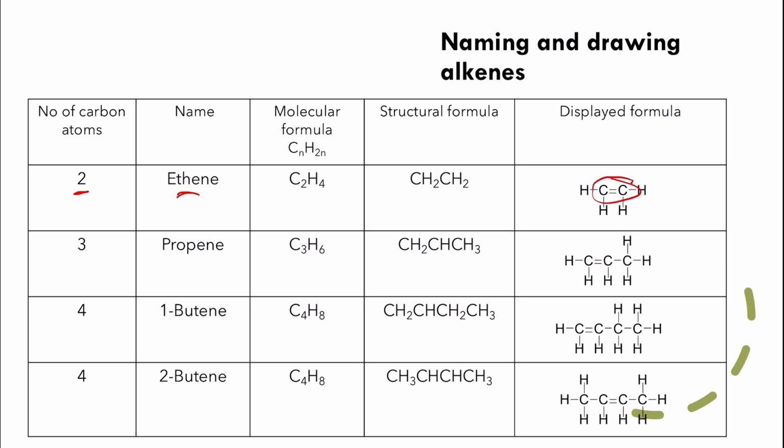And then we have propene, which has three carbon atoms. This is the double bond. And then we have butene. Butene can be either 1-butene or 2-butene. So you could have the double bond between the first carbon atom and the second carbon atom, or you could have it between the second carbon atom and the third carbon atom. So these two are isomers. As we said, they are position isomers. Both of them have the same molecular formula, but the position of the double bond or of the functional group is different. So you have 1-butene and 2-butene.